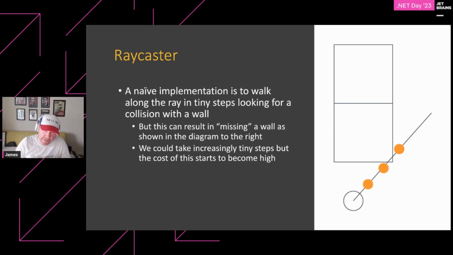And one fix to that would be to make increasingly tiny steps. You could probably make them so small that if you ever missed a wall, it wouldn't really matter. It'd be right on an edge case. You'd probably get a bit of flickering, but the cost would be really high. You're going to have to make lots and lots of these tiny steps each time for each line across your screen, each column across your screen. So that's not a good way to go.